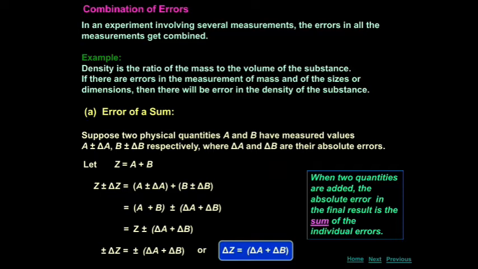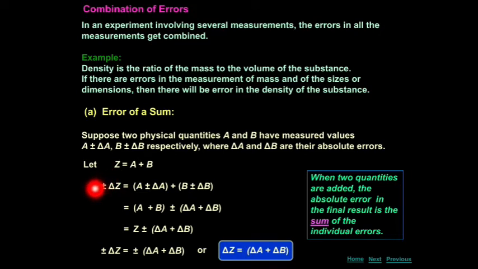Then the sum of the 2 quantities, the final answer, we represent as Z. Z is equal to A plus B. Suppose 2 physical quantities A and B, and the measured values are A plus or minus del A and B plus or minus del B. Let the result of the sum of the 2 quantities be Z is equal to A plus B, then Z plus or minus del Z.